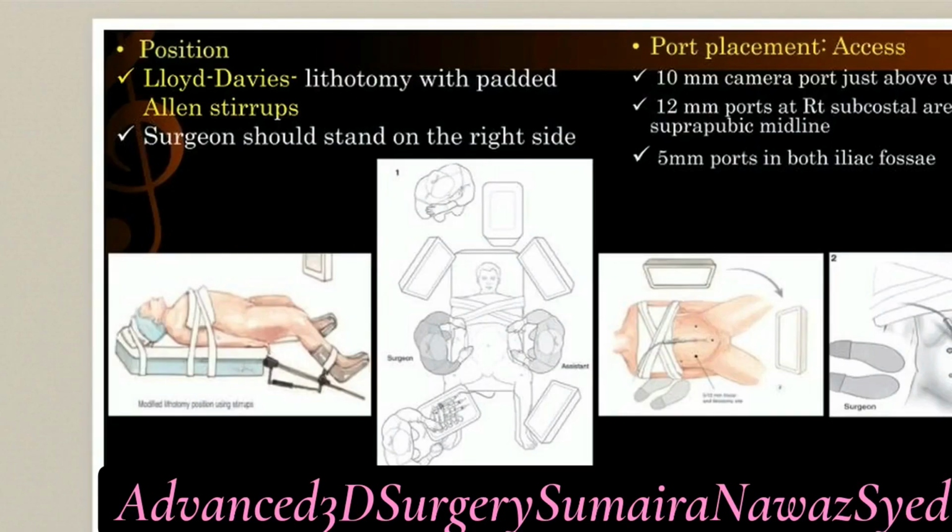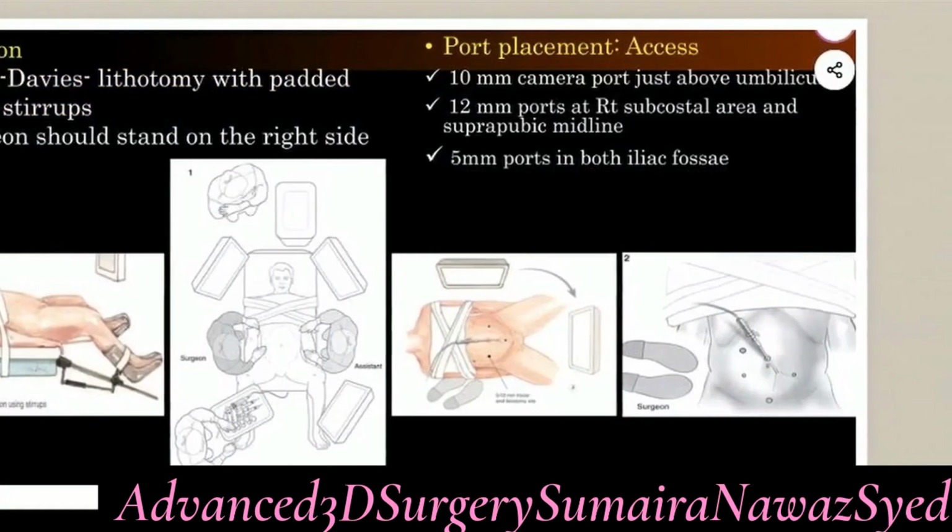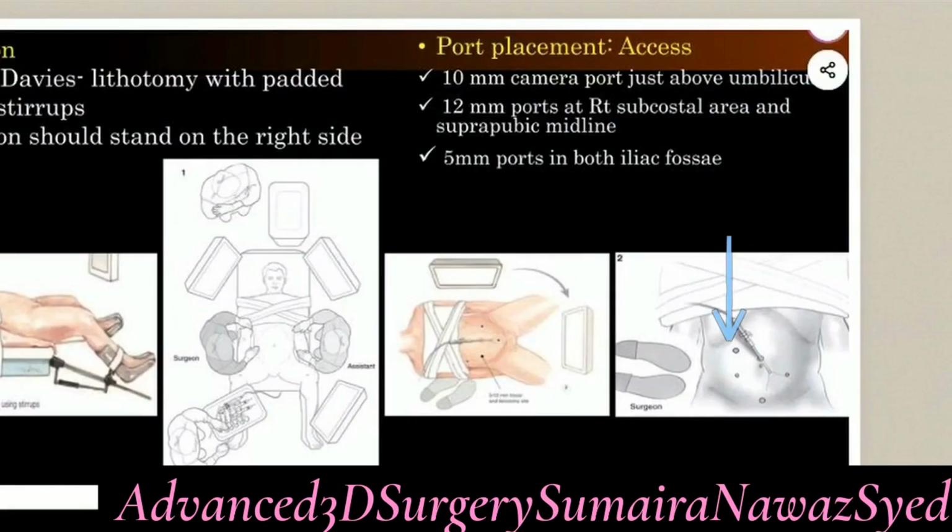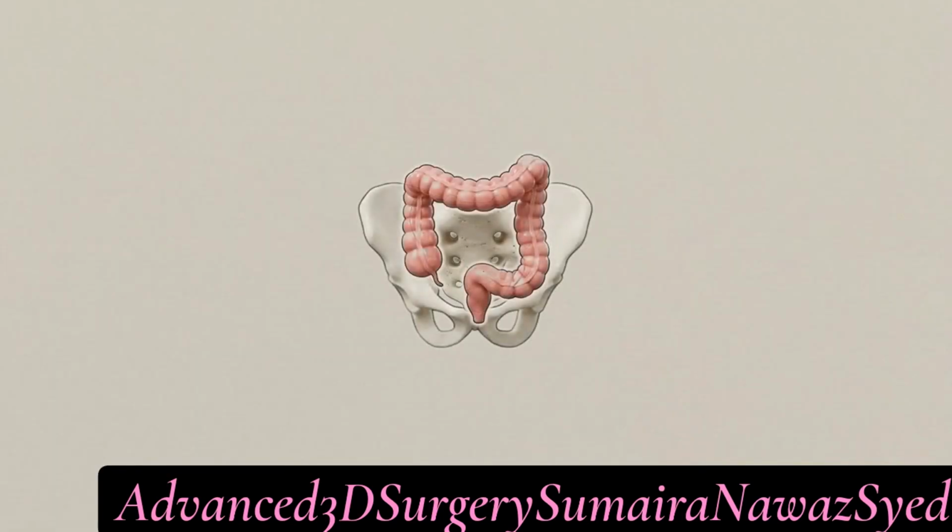The patient is secured in a Lloyd-Davies lithotomy position using padded Allen stirrups. The map for port placement includes a 10 mm camera port just above the umbilicus to provide central visibility for the surgeon. The procedure begins with medial to lateral mobilization.